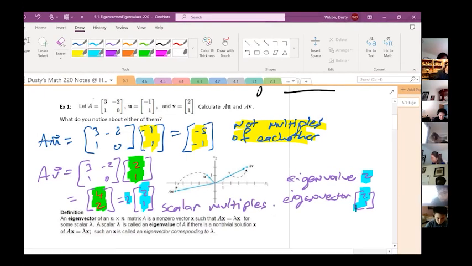Graphically, what's happening is when we use the yellow vector, we started in the direction U, and then after the linear transformation, we ended up in the direction of AU, and those are not parallel to each other. But in the case of the green vector, we started here with V, and we ended with AV, which was parallel.